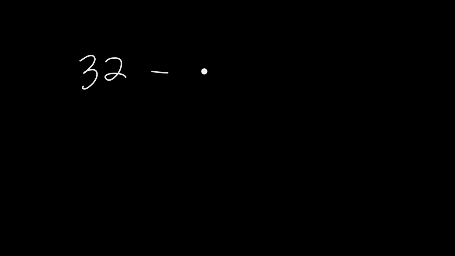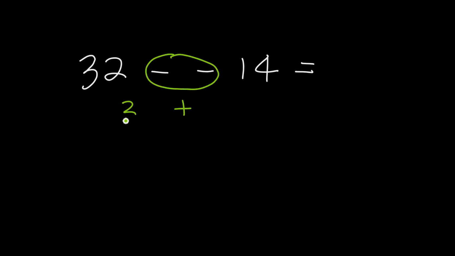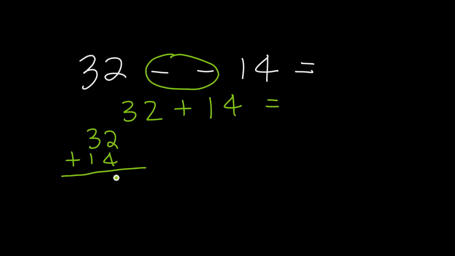Now try solving 32 minus negative 14. What's the first thing we do? As you can see, two negatives turn into a positive, and now we have 32 plus 14. Let's add 32 and 14. 2 plus 4 is 6, and 3 plus 1 is 4. Our final answer is 46.